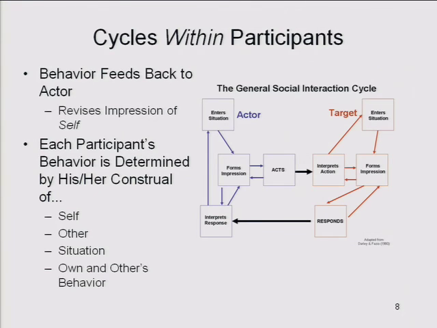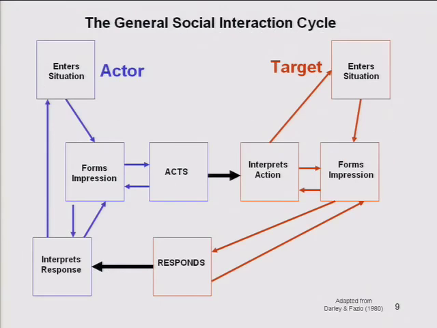So again, in the same way that the actor and the target are forming and revising impressions of the situation and of each other on the basis of their behavior, the actor and the target are forming and revising their impressions of themselves on the basis of their behavior. All of this knowledge is kind of bubbling up, and their actions in the situation are guided by their perceptions of themselves and the other person, their knowledge about themselves and the other person, their knowledge about what to do and how to behave and all of that kind of business, okay?